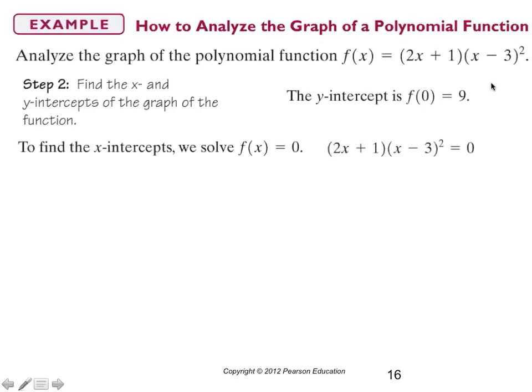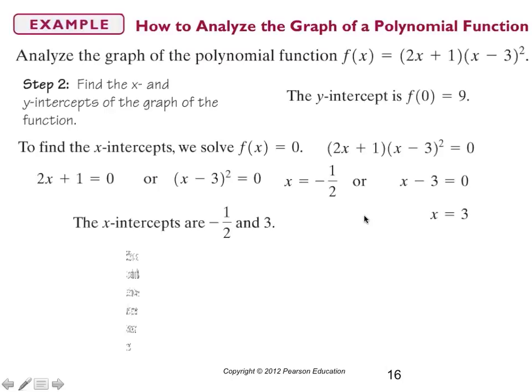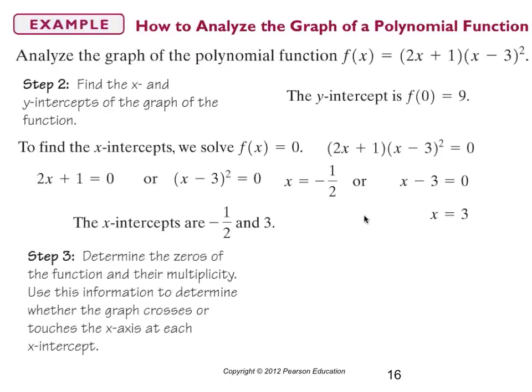So we set our whole right-hand side equal to 0. And we should get two solutions. We break it into two parts using the zero product property. And we end up with x equals negative 1/2 and x equals 3. So the x-intercepts are negative 1/2 and 3.